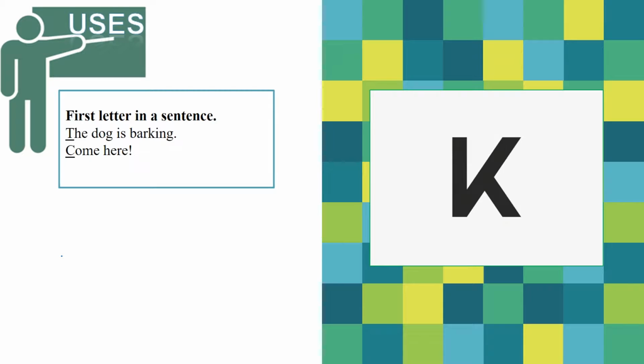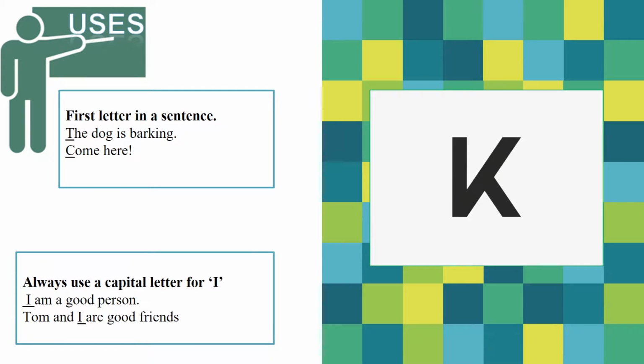Now, first letter in a sentence. The dog is barking. So, the stands for THE, so T is capital. Come here. So, C is capital. Always use a capital letter for I. I am a good person. Tom and I are good friends. So in both the sentences, I is capital.